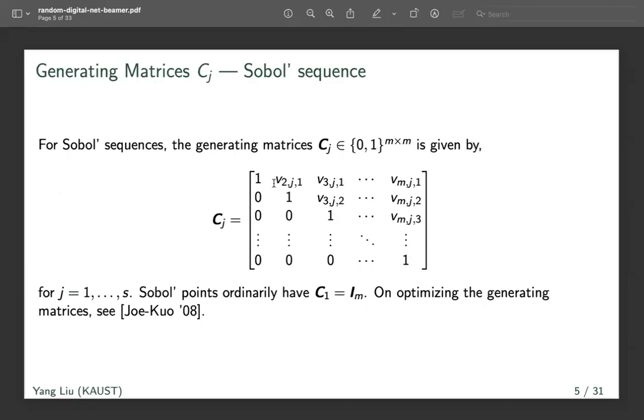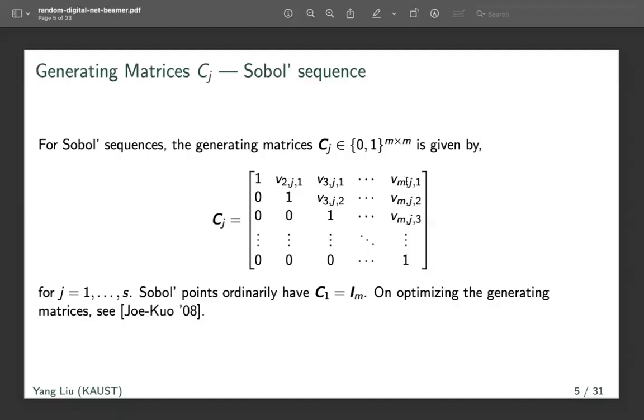These matrices are upper triangular. On the diagonals, these entries equal 1, and in this other part, each entry is either 0 or 1. There's a freedom to optimize these strictly upper triangular entries. So this work optimizes these generating matrices in terms of the two-dimensional subprojections, and the result is widely implemented in various software.